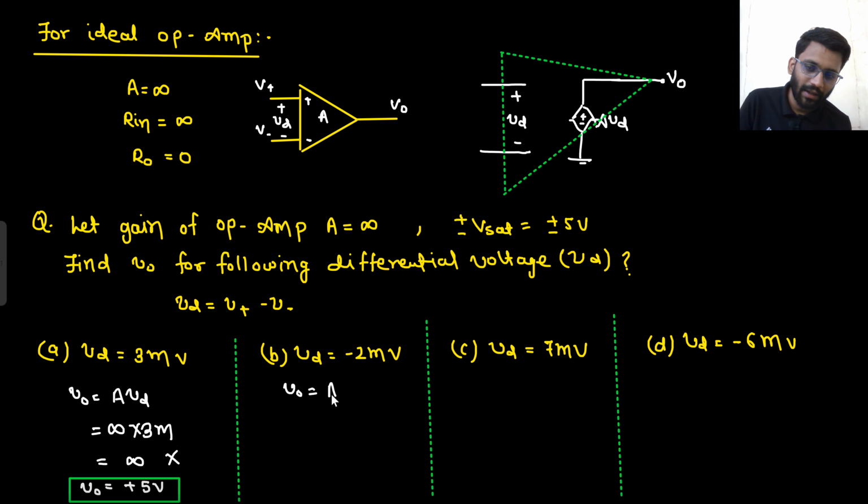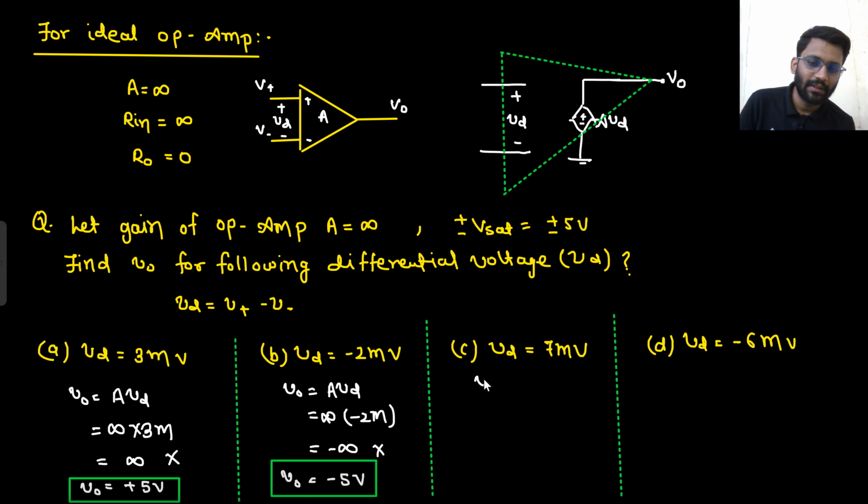What about this? V0 will be A into Vd. What is A? Infinity. What is Vd? Minus 2 milli. So what should have been the answer? Minus infinity. Infinity into some minus value. It would be minus infinity. But that is not correct, because output cannot go below minus V set. And what is the value of minus V set? That is minus 5 volt.